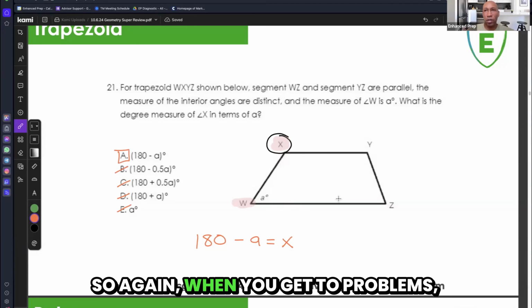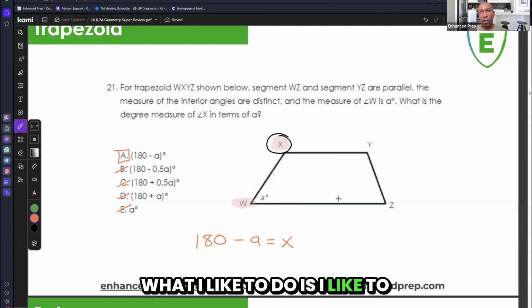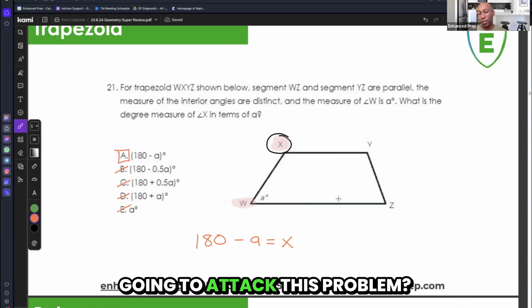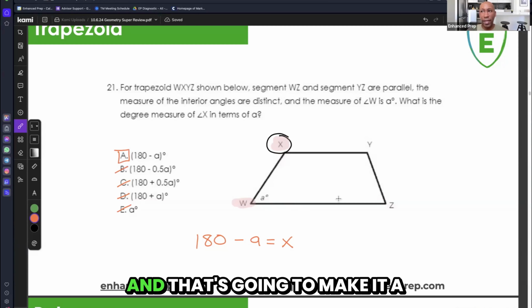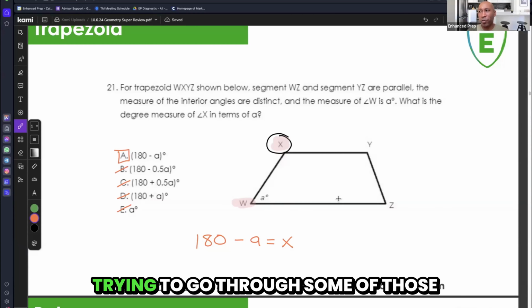So again, when you get to problems, what I like to do is always try to think about how I am going to attack this problem. Before you start working through it, think about how you're going to attack it. And that's going to make it a little bit easier when you're trying to go through some of those questions.